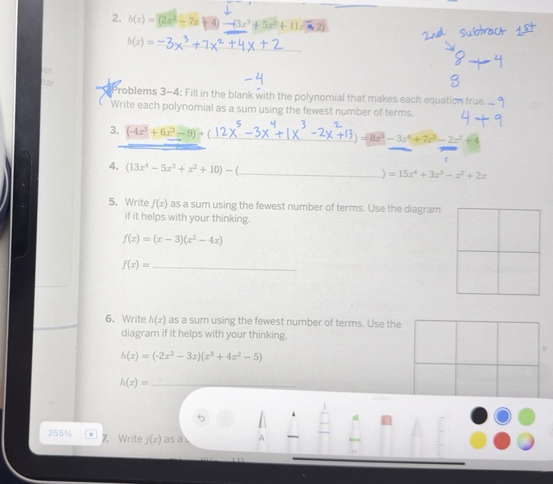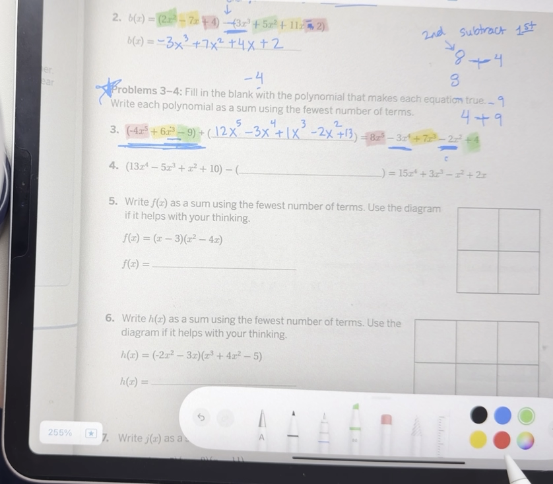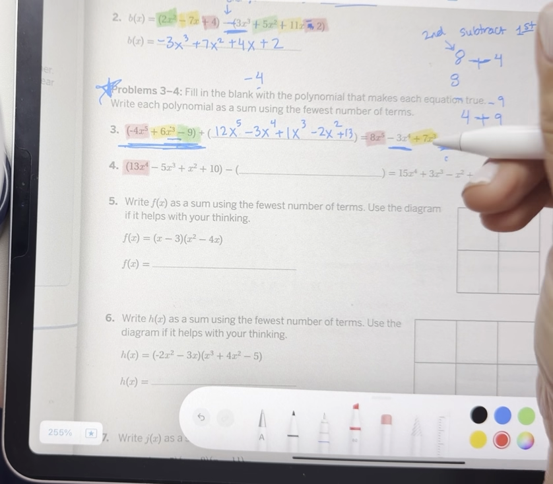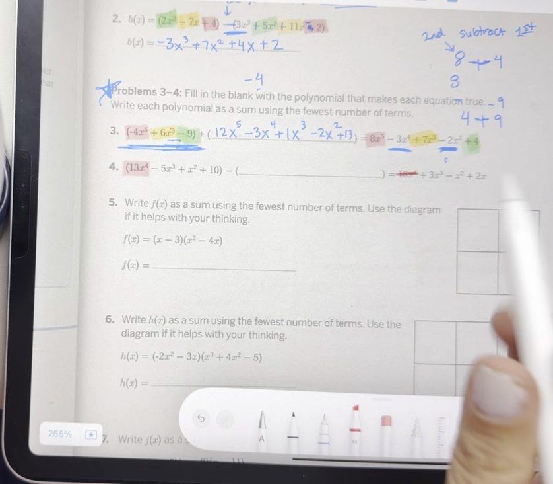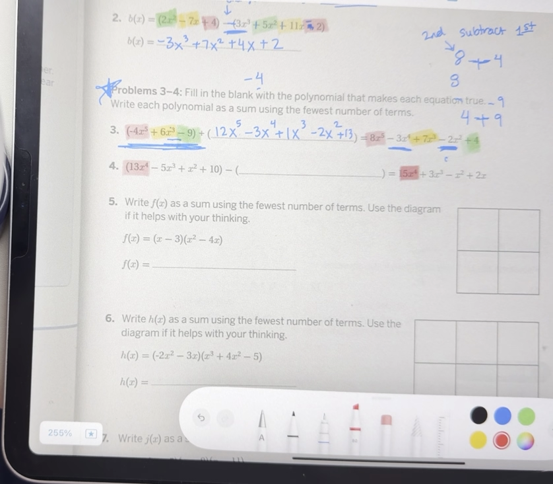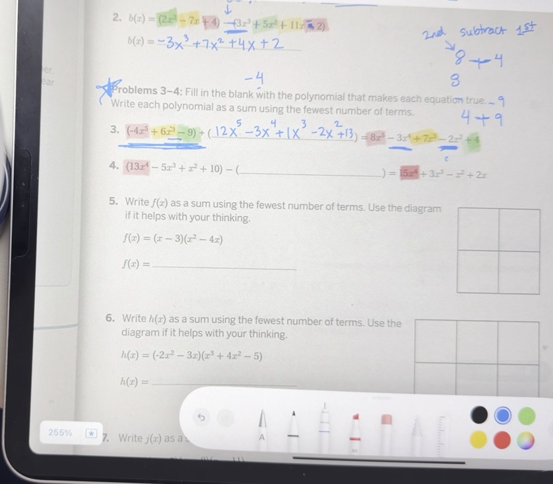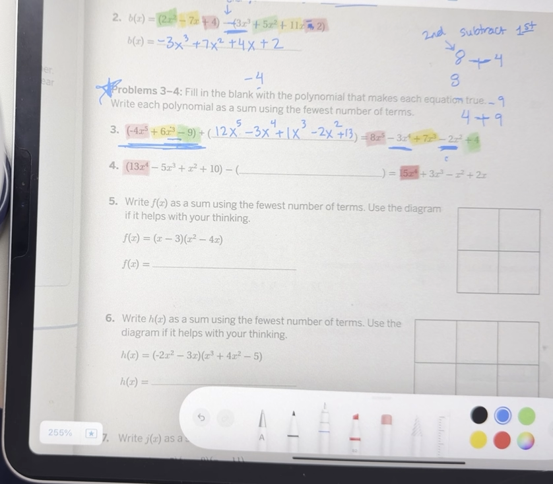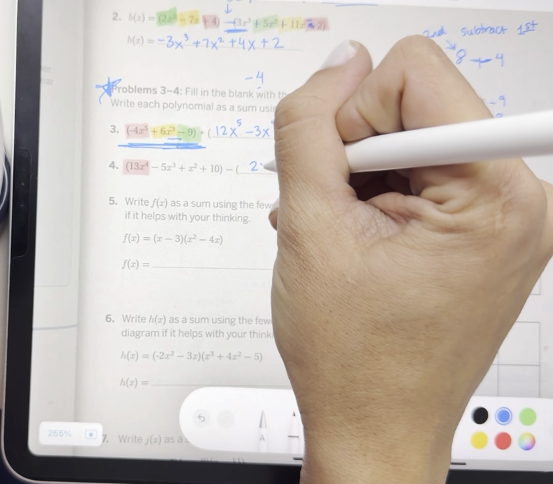Oh man, are they being tricky. Right out of the gate, they're giving us a 13x to the 4th on the next one. They want it to become 15x to the 4th through subtraction. So let's do addition and then make it the opposite. What would you add to 13 to make 15? 2. So I need a 2x to the 4th.